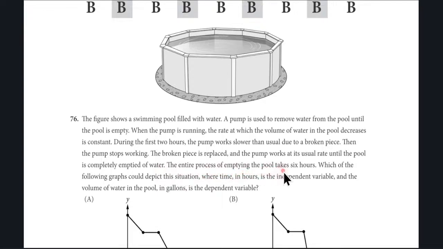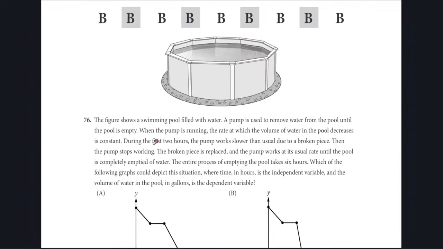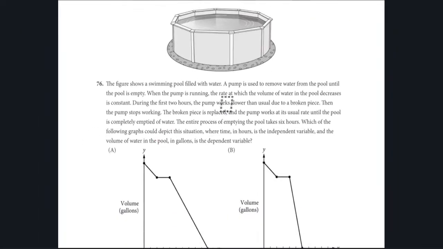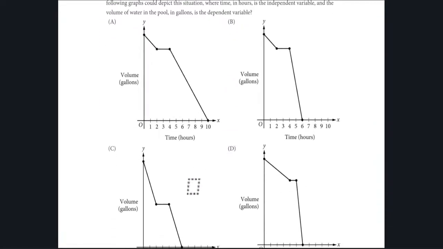The entire process of emptying the pool takes 6 hours, and which of the following graphs could depict the situation, where y is the water volume and x-axis is the time. I think over here it's more about just understanding the data and then matching it up with the graph. So I know that during the first 2 hours the pump works slower, then the pump stops working. I know that the pump stops working somewhere.